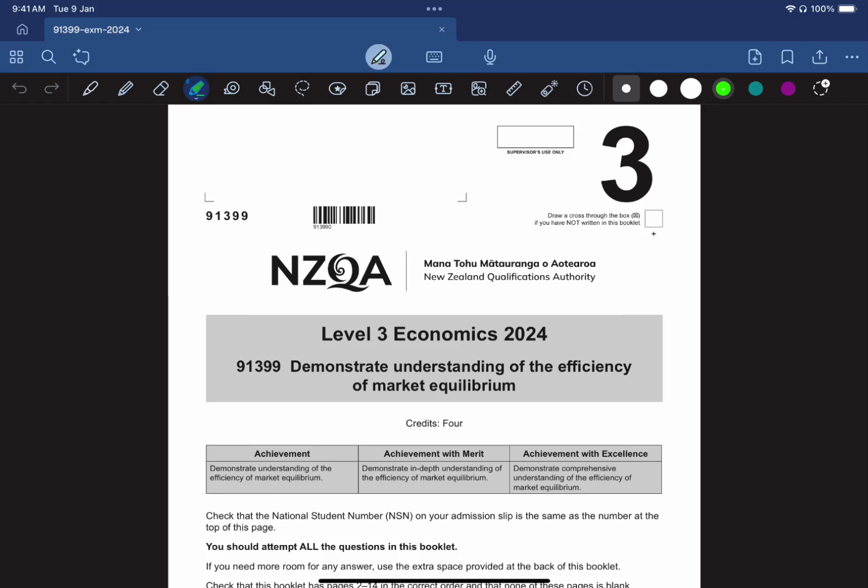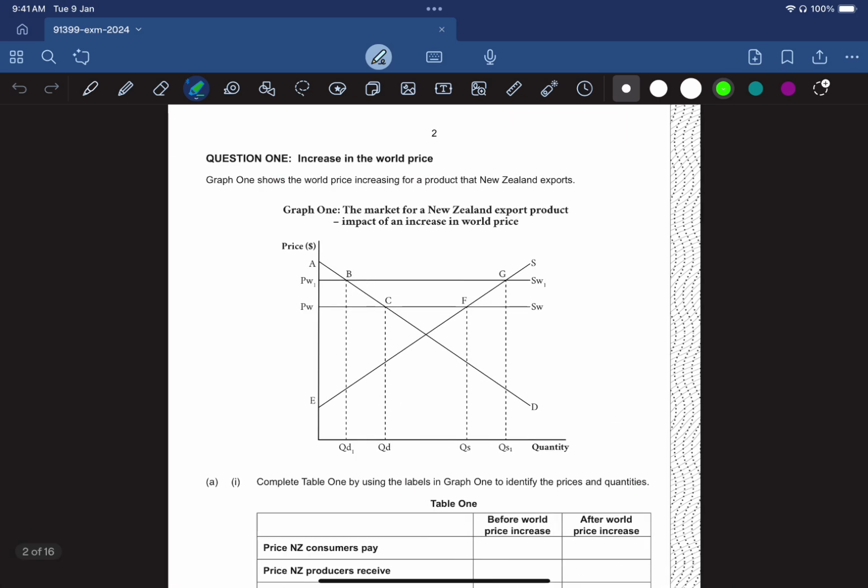We're going to be looking through 91399 allocative efficiency, or 3.1, in this video, the 2024 exam paper. Essentially, we're just going to go through each question one by one. I'd recommend, guys, that you go and give this exam a go before you watch this video, and then just watch this video as a little bit of a walkthrough explainer. Alright, so we'll get on into it now.